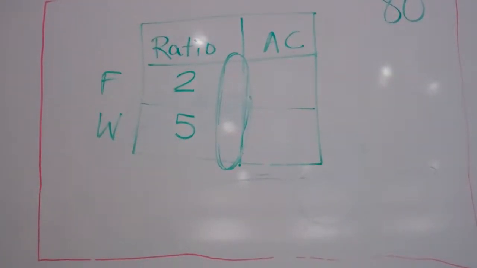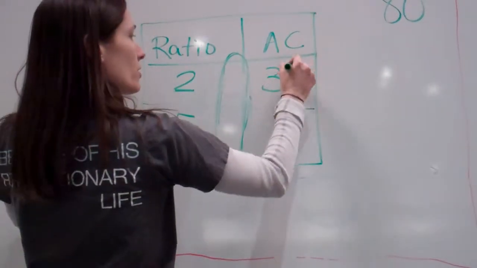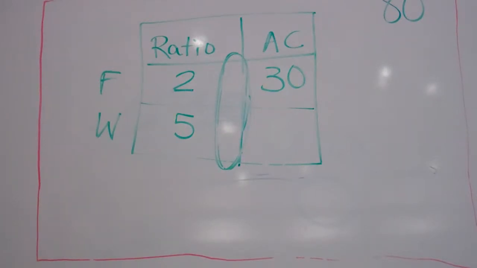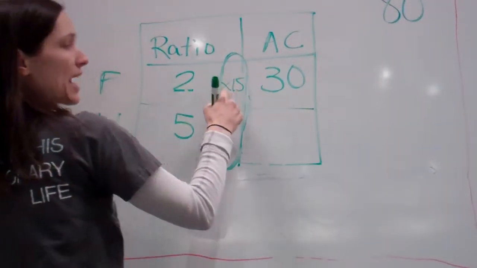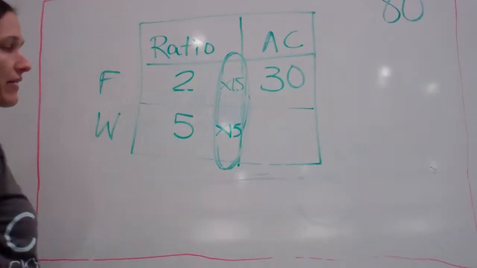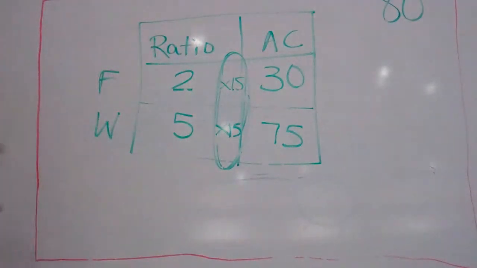And then it says this. If there were 30 flowers in the garden, my actual count is 30 flowers, then how many weeds were there? Does anybody know what my scale factor is going to be? Times 15. 2 times 15 equals 30. So guess what? We do times 15 down here, and we end up getting 75. So there are 30 flowers and 75 weeds in the garden.